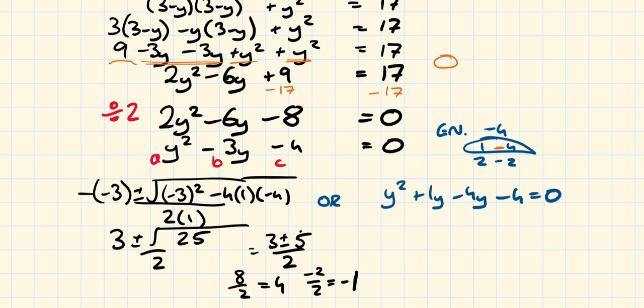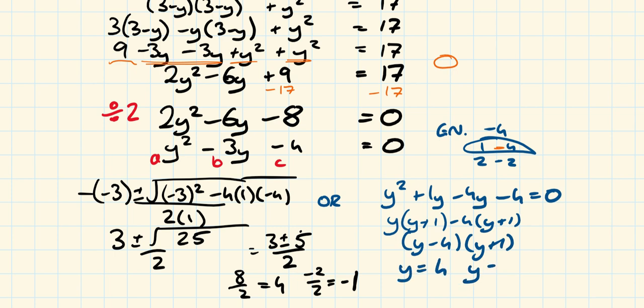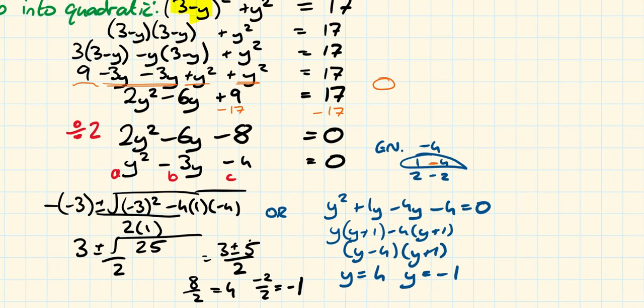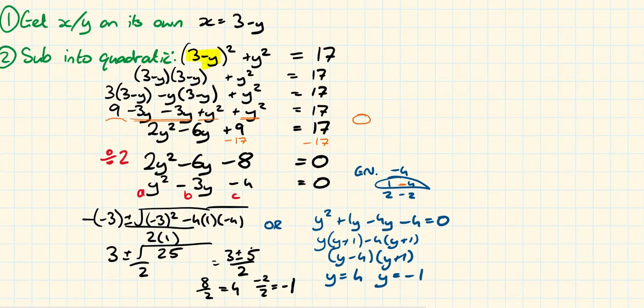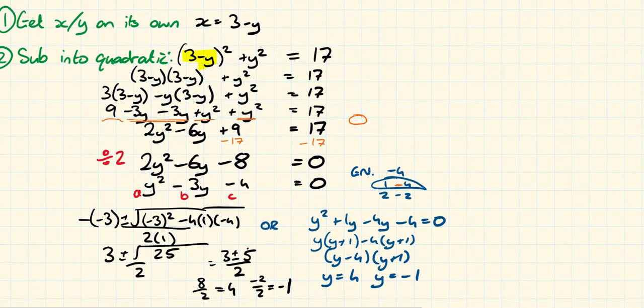Same should happen when you do your factorizing, if you prefer that way. y plus 1, y minus 4. So you get y minus 4, y plus 1. So you get y equals 4 and y equals minus 1. So it's your choice whether you prefer to factorize or you prefer to use the minus b formula. But anyway, you've got two options now, and you notice that you are getting y.